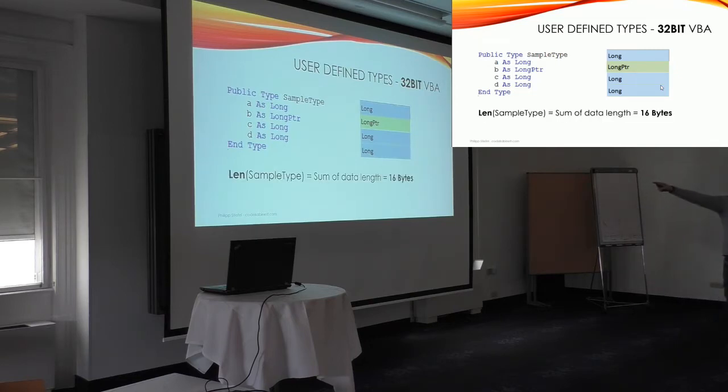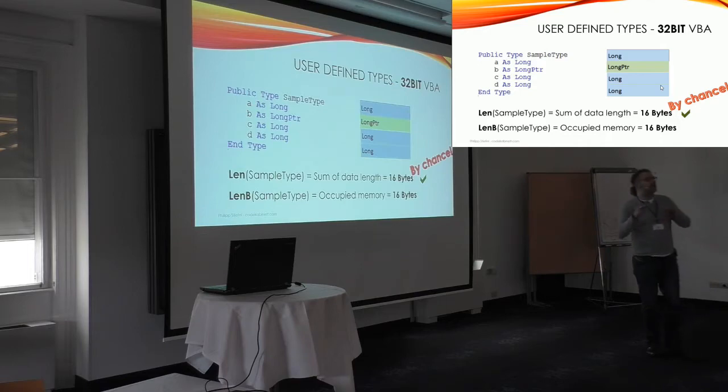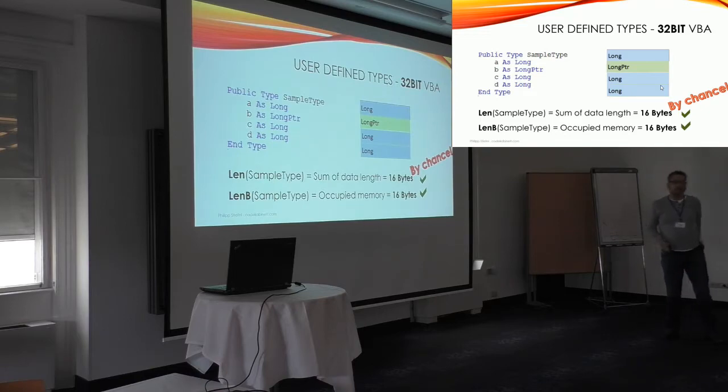And quite frequently, people get the size of that type by using the Len function. The Len function will add up the sum of the length of all those data types and end up with 16 bytes. That is quite frequently done. In this case, you can easily count it's correct, but only by chance. You should rather use the LenB function. That will actually return the size of the type in memory. It is 16 bytes as well in this case, so obviously this is correct. And that is what you should use.